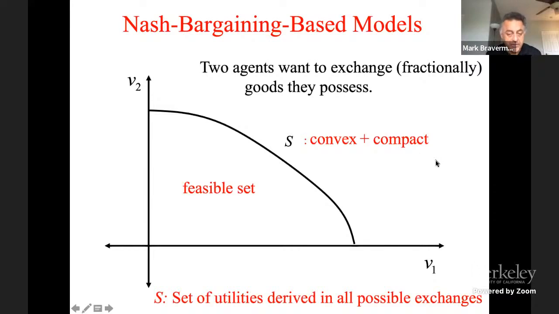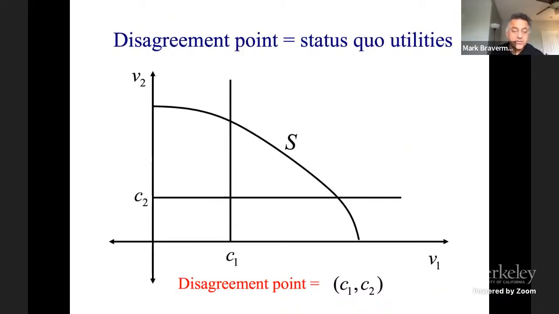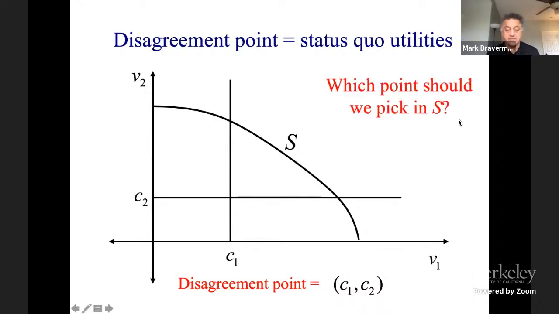And the property that we demand from the set is that it should be convex and compact, which is not too much. Besides this, the problem definition also has the disagreement point, which are the utilities that the two agents get by remaining at status quo. So c1 is what the first player got, and c2 is what the second player got when they came to do the bargaining. And obviously they will do the exchange only if their solution lies in this space. So if one gets more than c1 and two gets more than c2, then only they'll do the exchange. But the important question is which point to pick in this region.